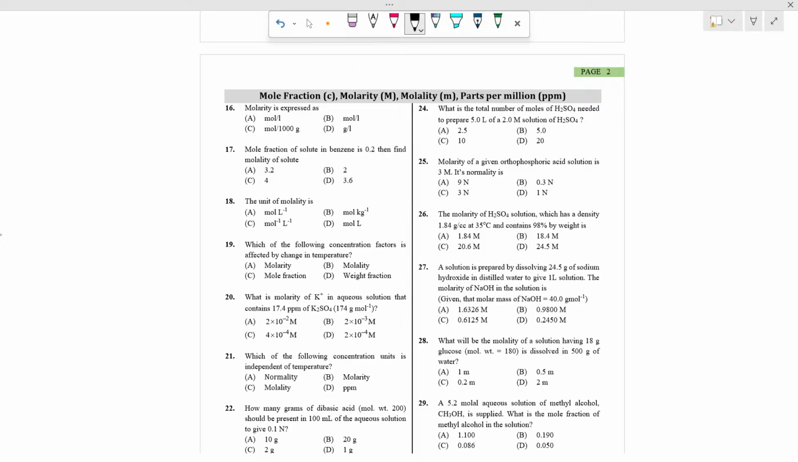So today we are going to discuss a few questions related to the solutions chapter, that is concentration terms, molarity, molality, mole fraction, and all those things we will discuss in detail.